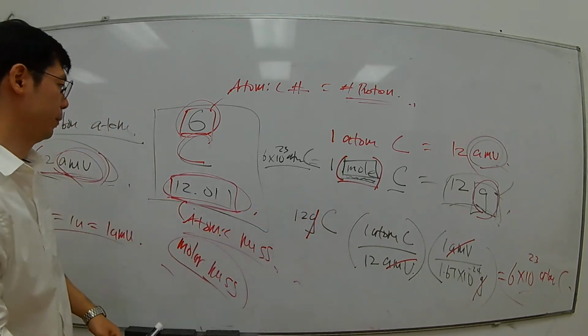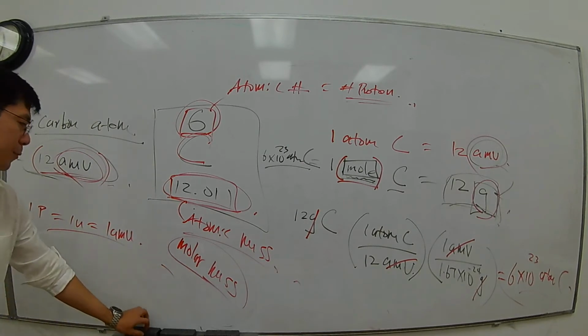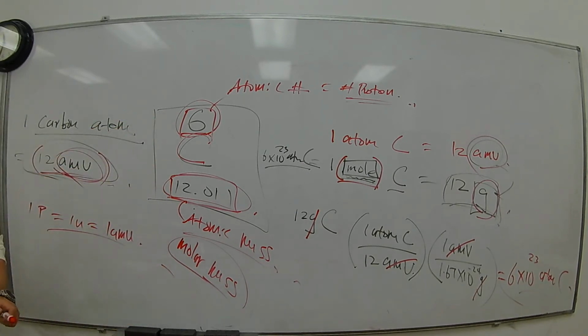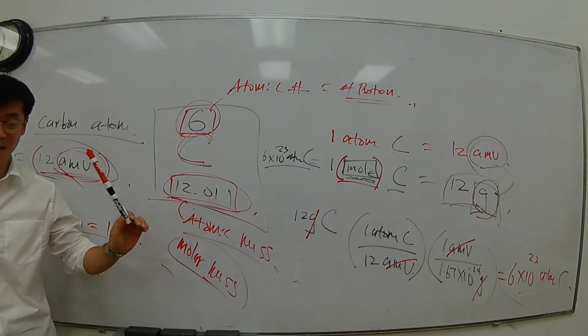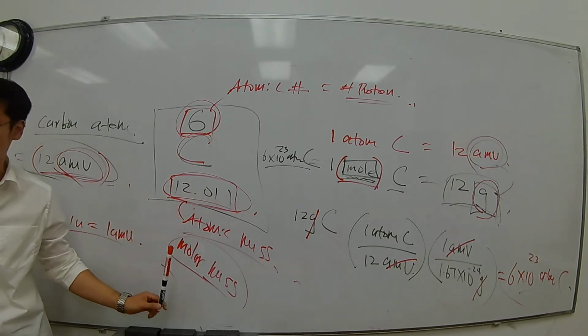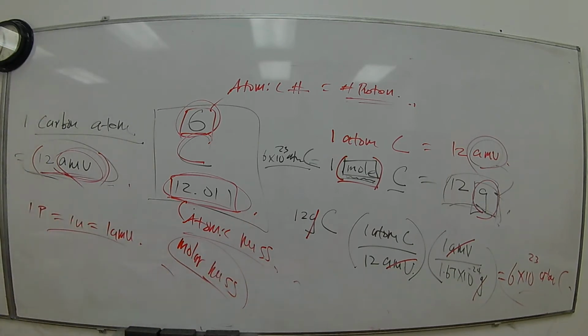If you have a periodic table, maybe we should bring it. For example, when you look at carbon, the atomic mass is 12.011 AMU, but the molar mass is in grams. Any questions on any of this? Any questions, concerns?